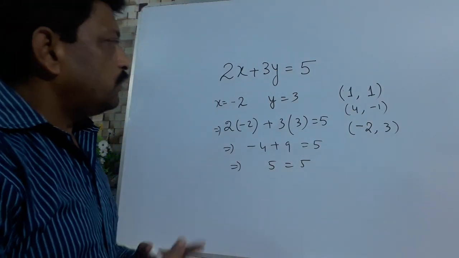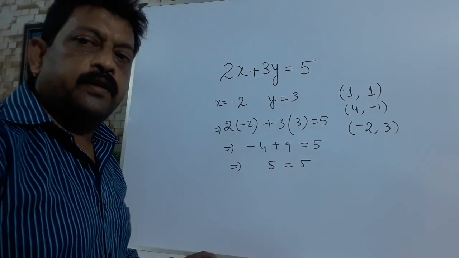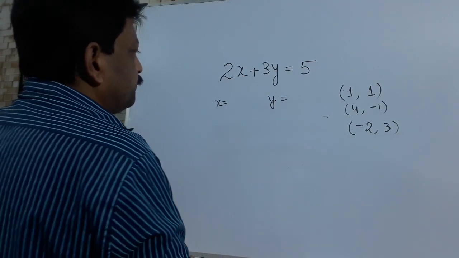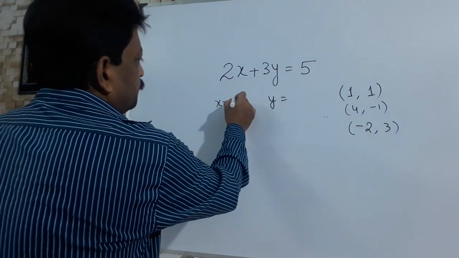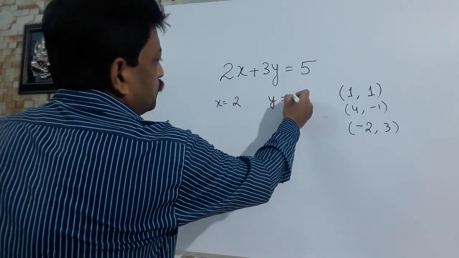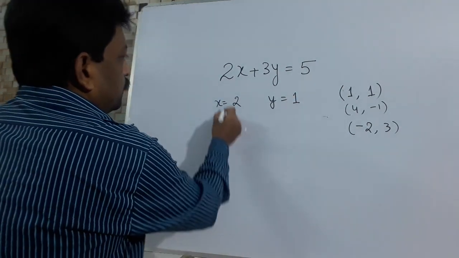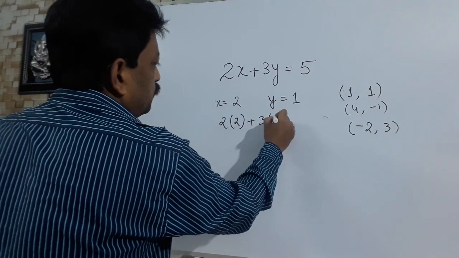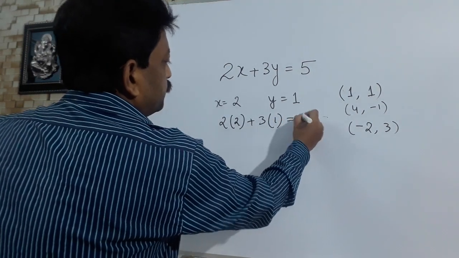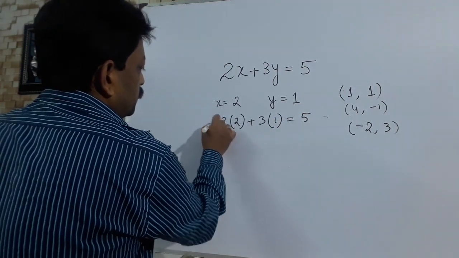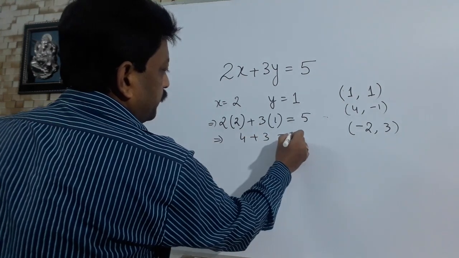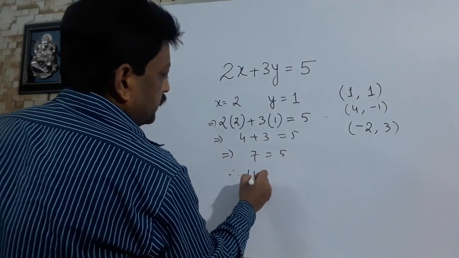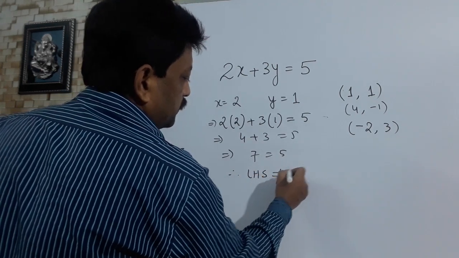I think you all know how to do this. It is already done in previous class. Now let me take one more value. Suppose x equals to 2 and y equals to 1. So therefore 2 into 2 plus 3 into 1 equals to 5, which implies 4 plus 3 equals to 5, which implies 7 equals to 5. Therefore LHS not equals to RHS.